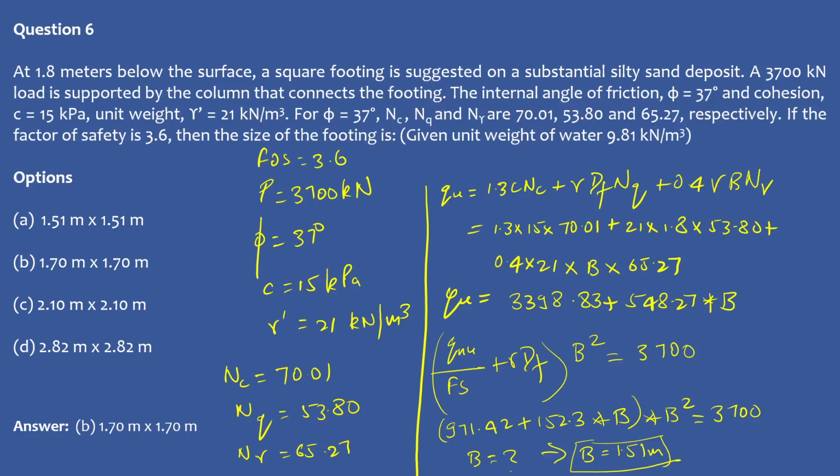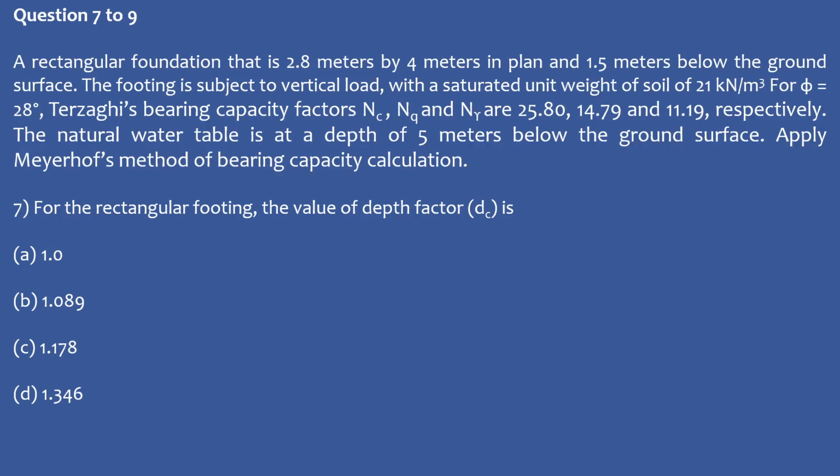Moving to question number 7. You are having a rectangular foundation that is 2.8 meters by 4 meters in plan, 1.5 meters below the ground surface. The footing is subjected to a vertical load with a saturated unit weight of the soil of 21 kN per meter cube. For phi is equal to 28 degrees, Terzaghi's bearing capacity N and gamma are given to you. The natural water table is at a depth of 5 meters below the ground surface.